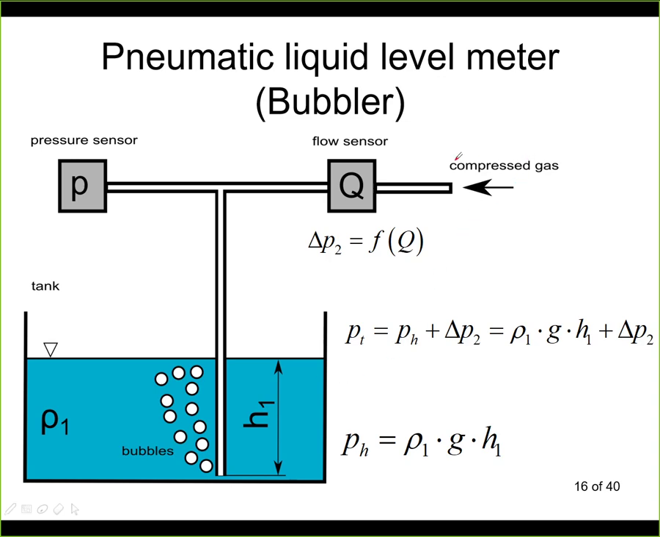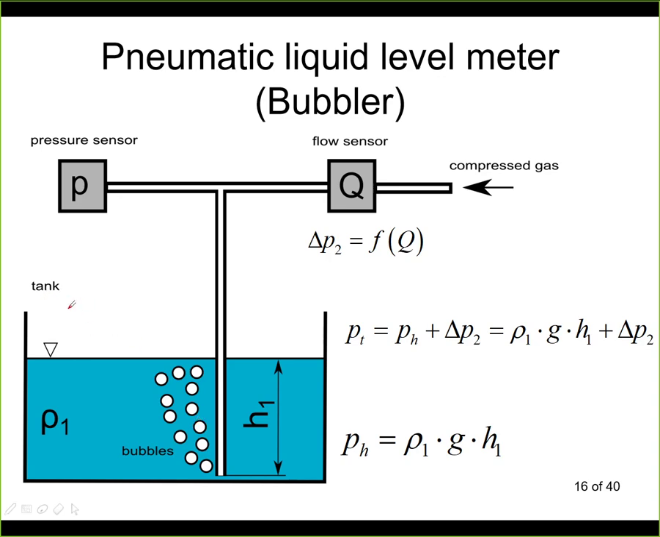So we need a source of compressed gas. We are blowing this compressed gas into the liquid through a tube, and we are creating a bubble. Here we can see the bubbles that are escaping. Now obviously this requires an open tank.